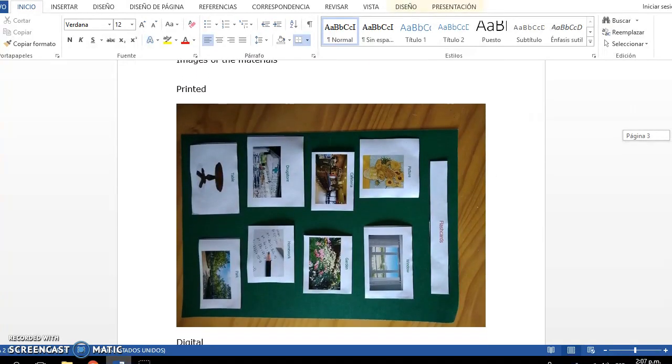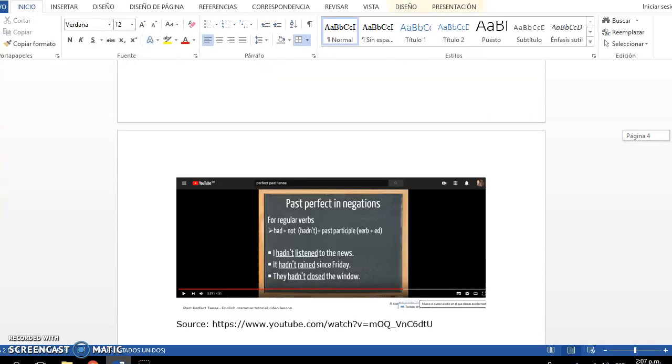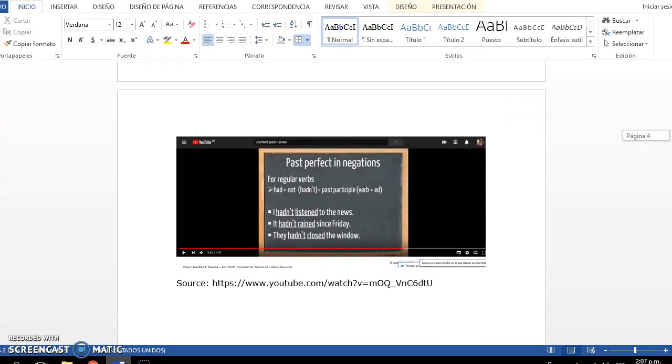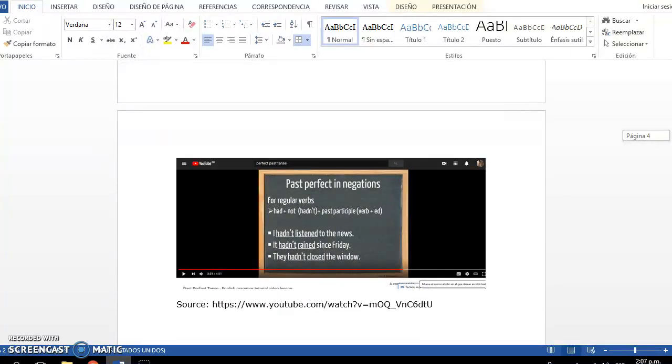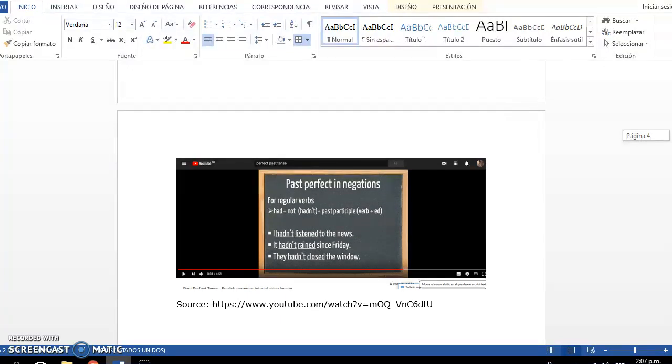These are examples of the flashcards and the screenshots of the video, used to give the students a brief explanation, supported by another explanation from the teacher.